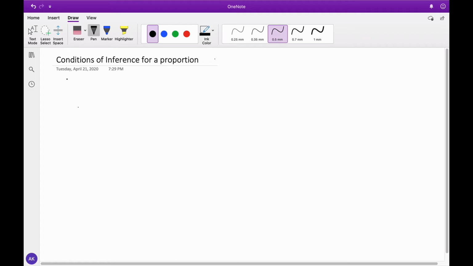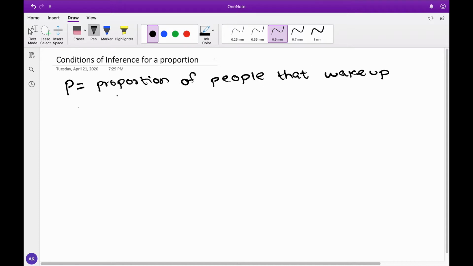So let's say you wanted to infer on a population, and you wanted to do so in the form of a proportion. And let's say it's the proportion of people that wake up earlier than 6 o'clock in the morning. So p is equal to the proportion of people that wake up earlier than 6 a.m.